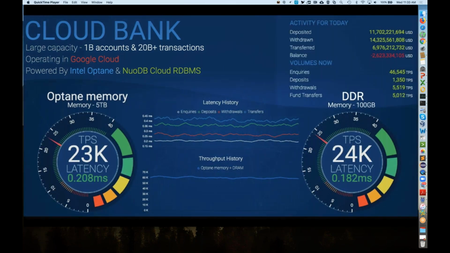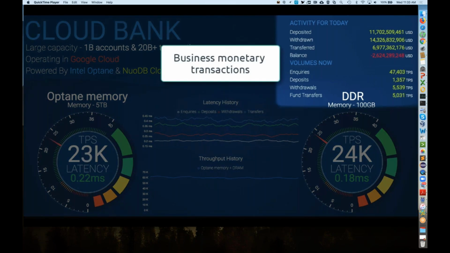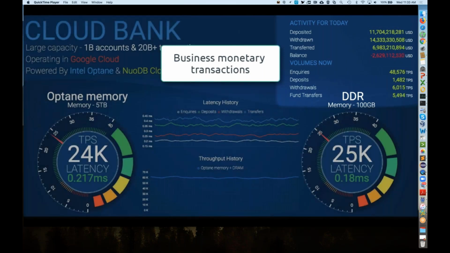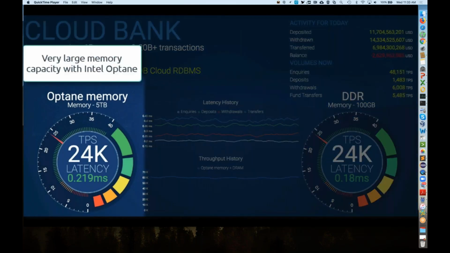As you can see on the right side of this dashboard, the business transactions are actually flowing. If you look at the characteristic bank, you have operations which are very common, which are deposit, withdrawal, data transfer, and inquiry. And those are the operations that we're running through the system.